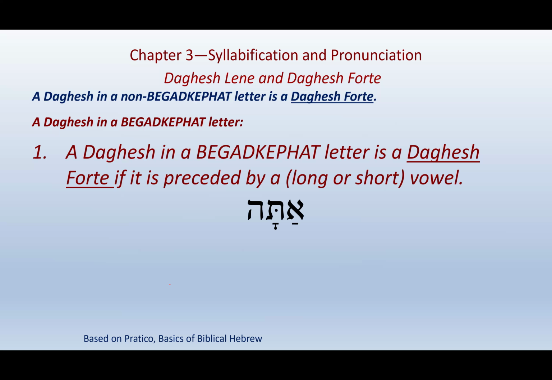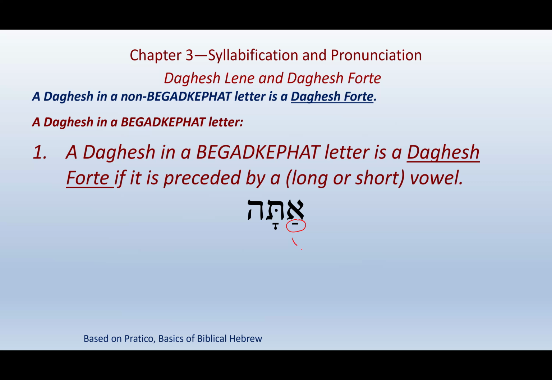For instance, we have ata. That's if you're talking to a man, this would be masculine. It's just a pronoun, second person pronoun, you. But we see the Dagesh here. It's a begat kafat letter, and so we know it doesn't change the pronunciation of a tav, but that's okay. We know it could be a Dagesh Linne. However, it's preceded by a vowel, the patak there.